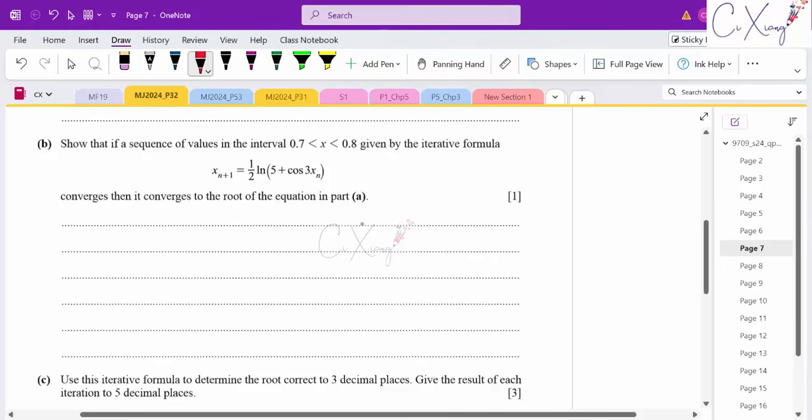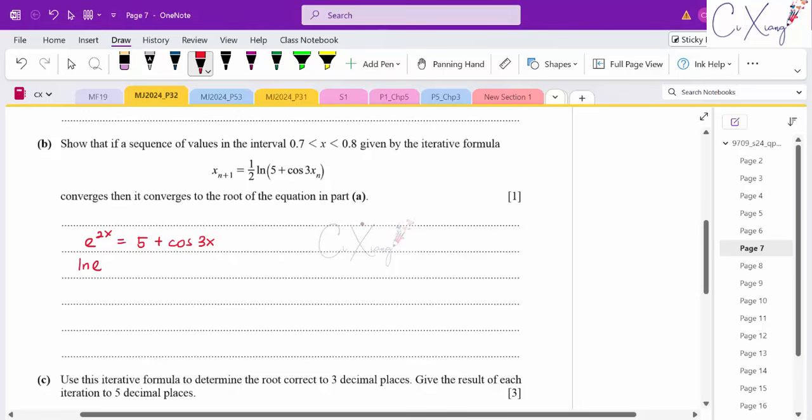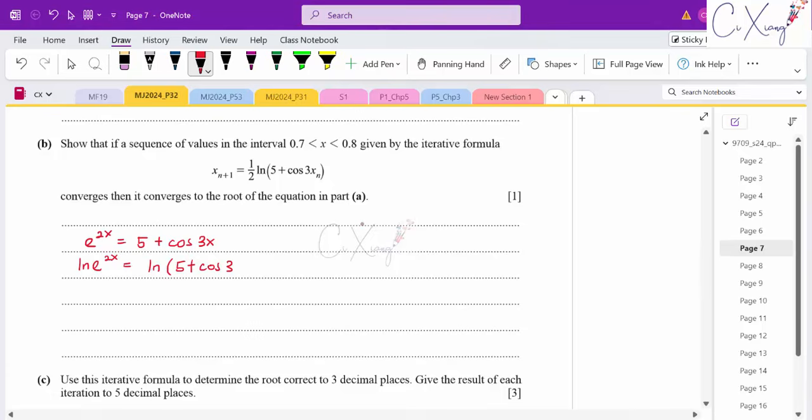Alright, let's start. Usually I will start from the original equation, but you can do it the other way around, no problem at all. So I have e^(2x) equals 5 plus cos 3x. I can see from here that I want to take ln later. If I take ln, I have to take ln on both sides, correct? Therefore, my right hand side is ln(5 plus cos 3x).